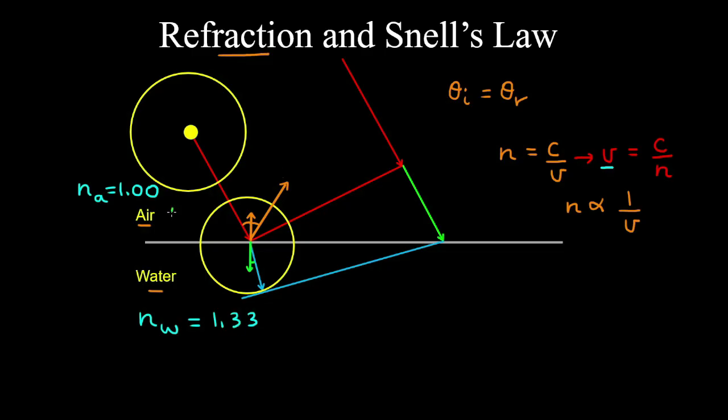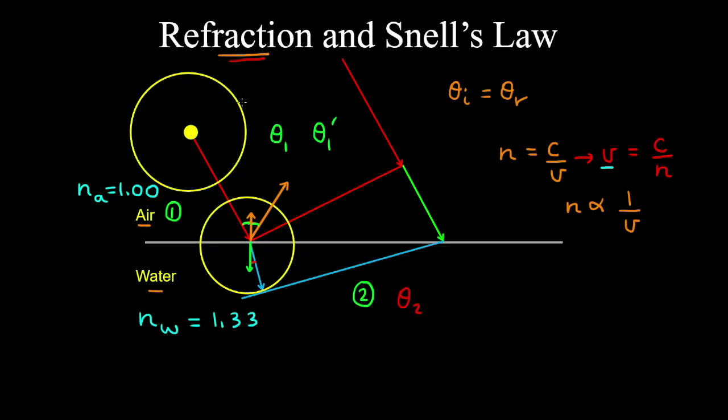So let's call this medium 1 and this medium 2. So therefore we'll take the angle of incidence in medium 1 as theta 1 and the angle of reflection in medium 1 as theta 1 dash. And therefore the angle of refraction in medium 2 we'll take as theta 2.